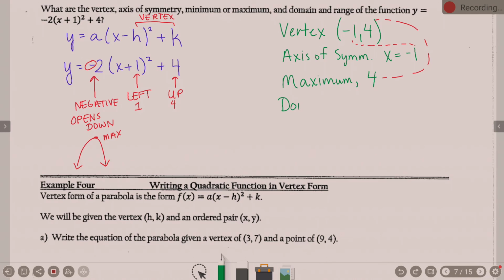Domain. You don't have to know anything about this problem other than it's a parabola. Domain is all real numbers. Okay, that parabola is getting wider and wider. Range.